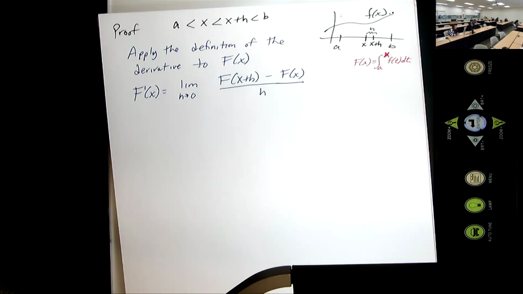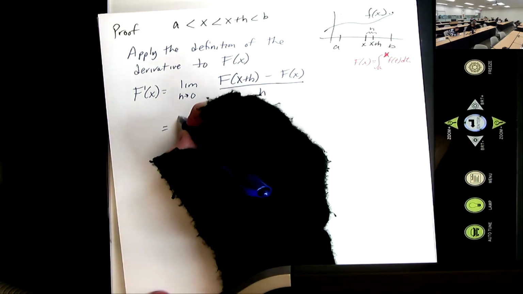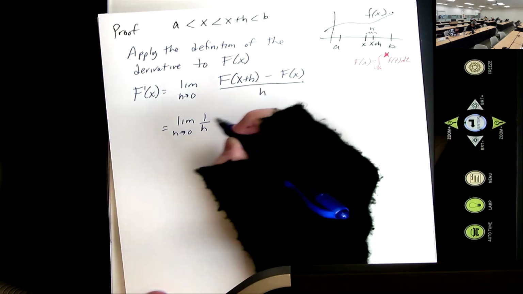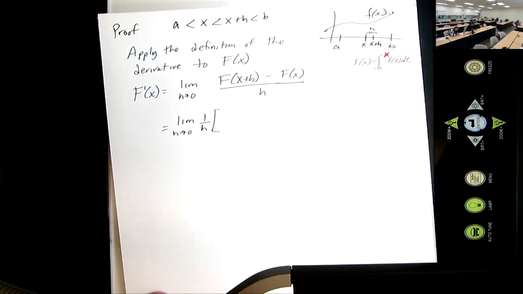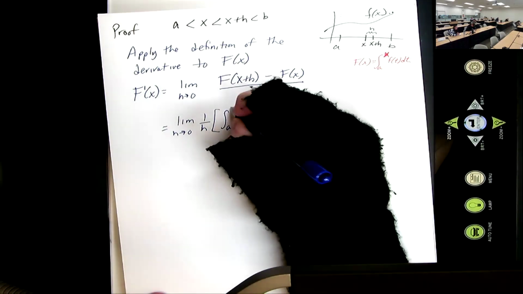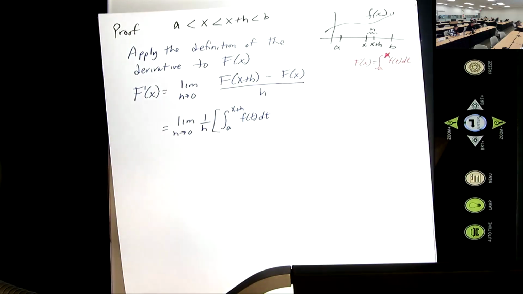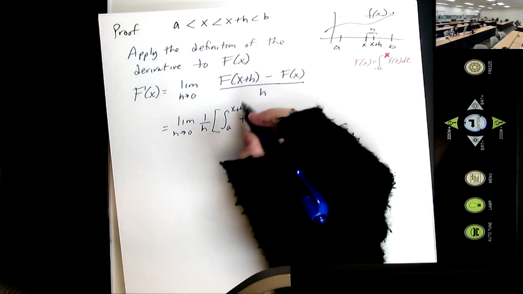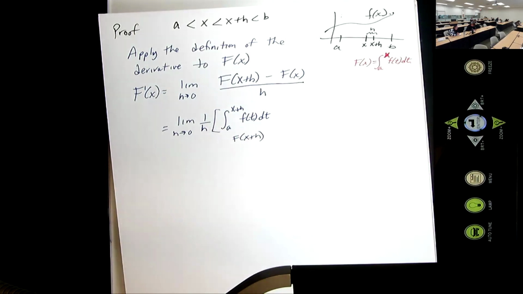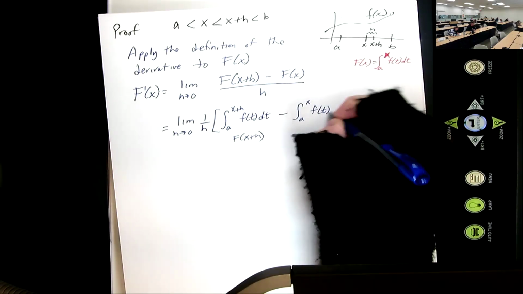So when I do this limit, I'm plugging that in. This is the limit as h goes to 0. I'm going to pull the 1 over h out front. If I evaluate this at x plus h, I get the integral from a to x plus h of f of t dt. That's my F of x plus h. And then I subtract the original, which is just the integral from a to x of f of t dt.